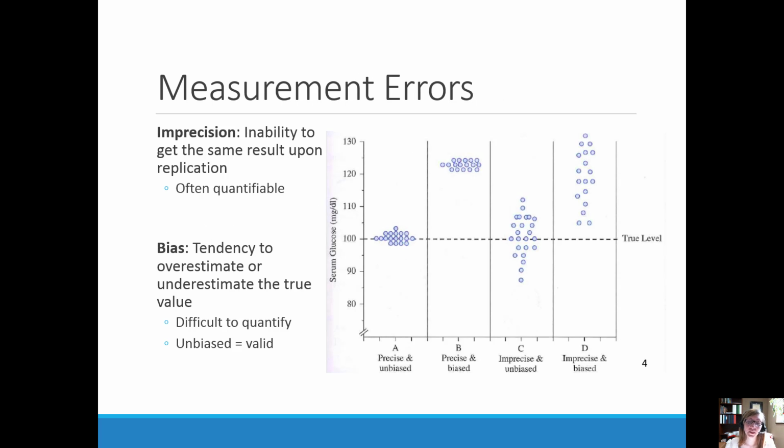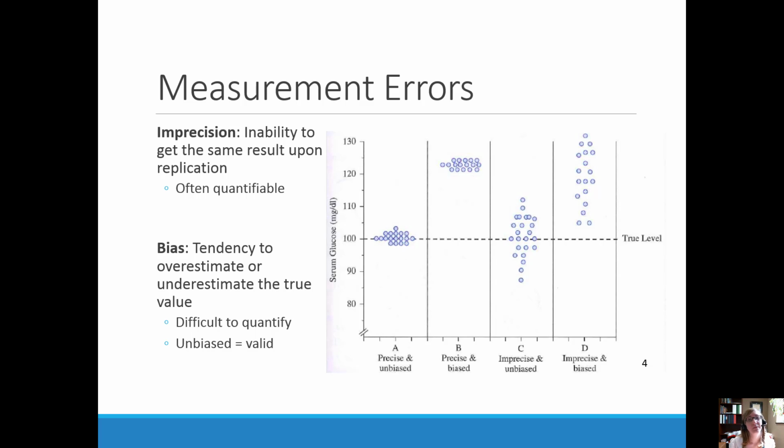However, nothing is perfect, and errors can appear in our data. Imprecision is the inability to get the same result upon replication. Imprecision is often quantifiable, which means that if we take enough measurements, we can estimate how imprecise that particular measurement is and account for it. On the other hand, bias is the tendency to overestimate or underestimate the true value. This can be difficult to quantify, and most of the time we don't know that it's happening.